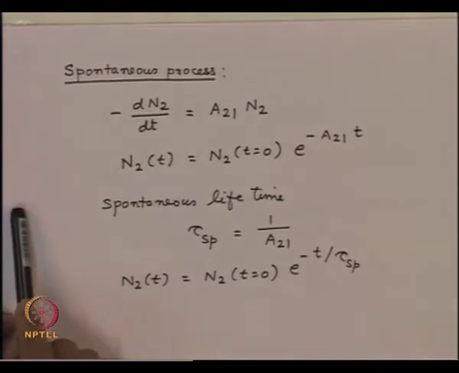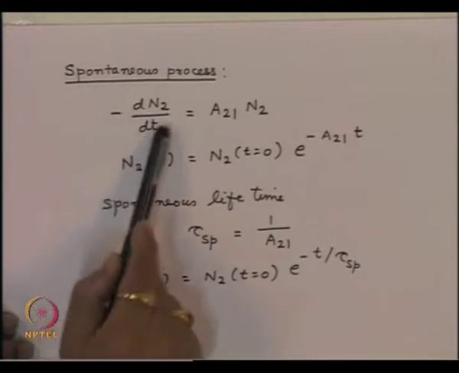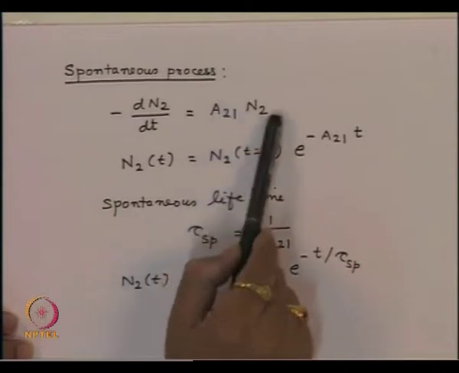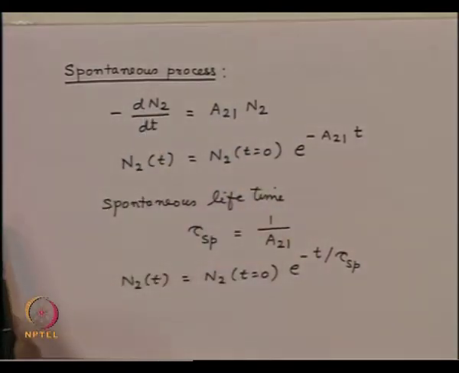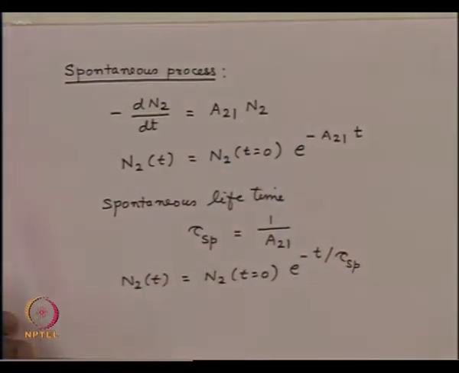For the spontaneous process, we said that the depletion rate of electrons at the higher energy level is given by A21 multiplied by N2, because the rate of change of electrons in the higher energy level is proportional to the electron density at the higher energy level. And then we got a solution of this equation, where the electron density as a function of time decreases exponentially at the higher energy level, and that time constant is what is called the spontaneous lifetime.